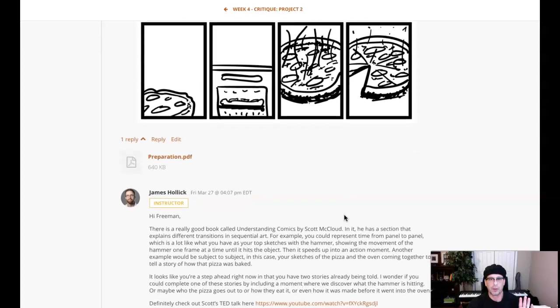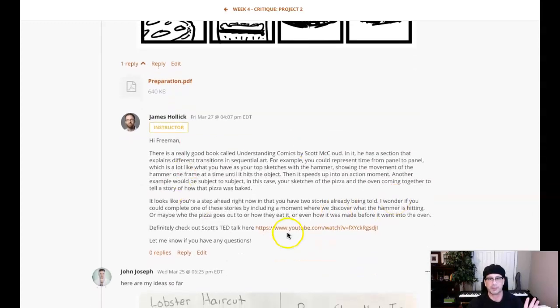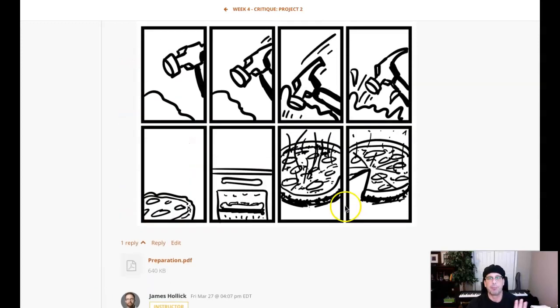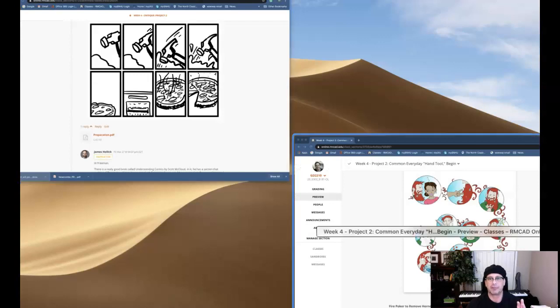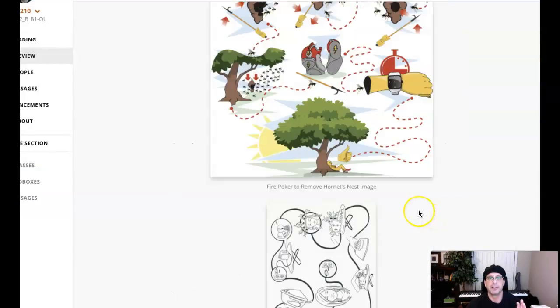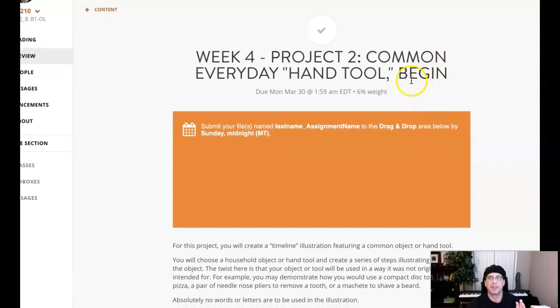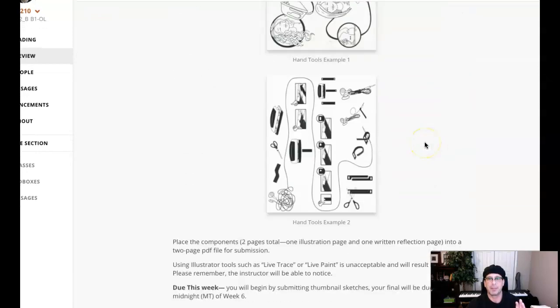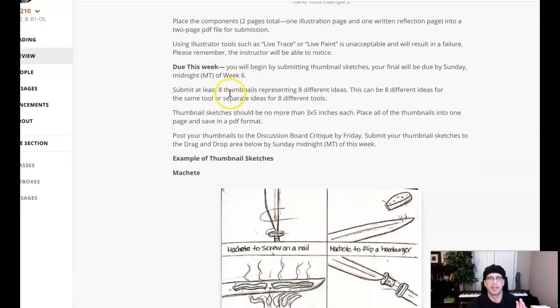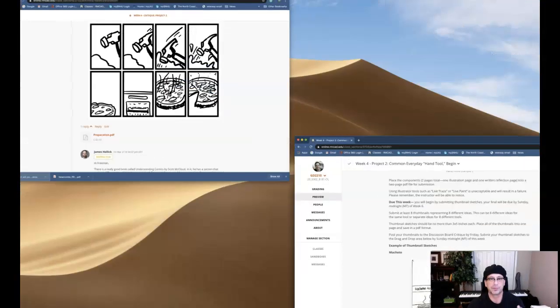for the week. So Jade's got some really good steps, right? Some good comments right here. Excellent comments. What I'm seeing here, though, is as I'm checking the requirements, if we jump down here into the begin stage, the assignment page, you can see right down here, due this week, submit at least 8 thumbnails representing 8 different ideas. This could be 8 ideas for the same tool or separate ideas for 8 different tools.